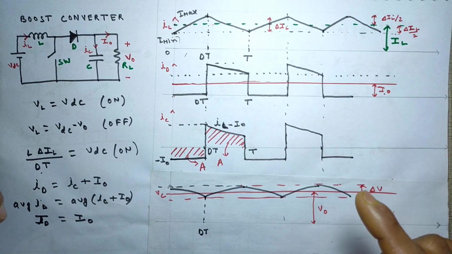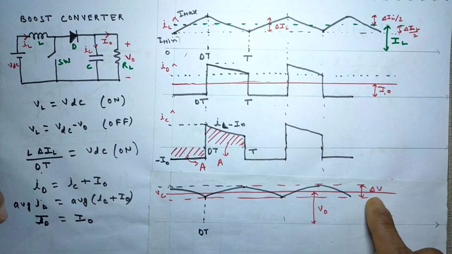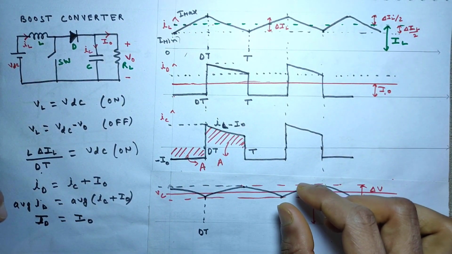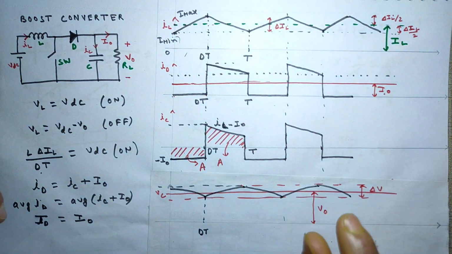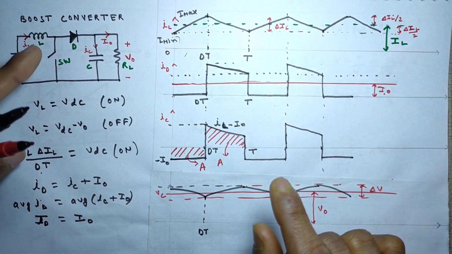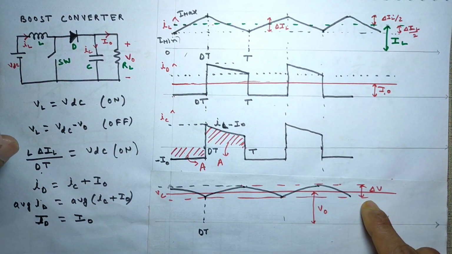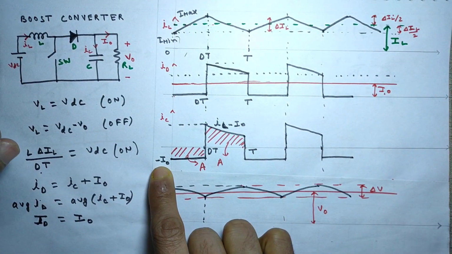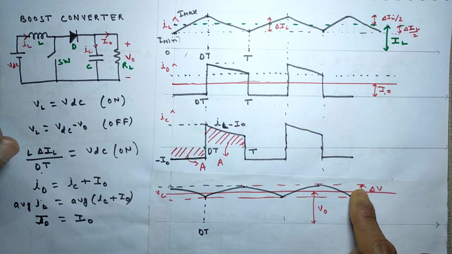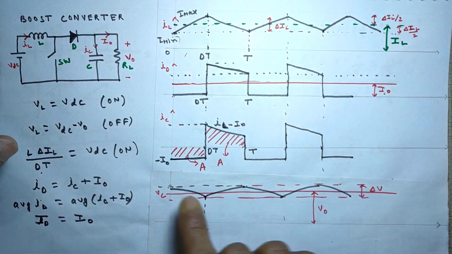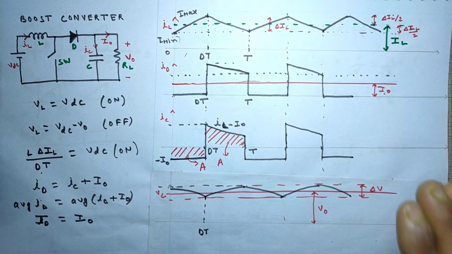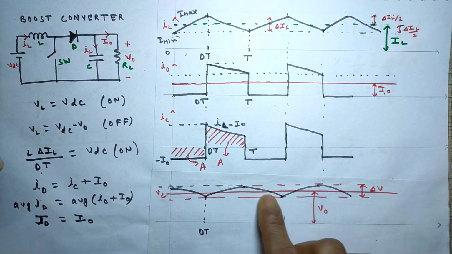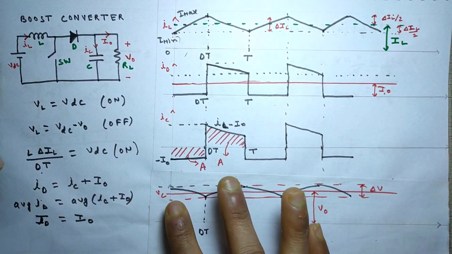Okay friends, so if C is large, this delta V, this ripple, will be small. Okay, and in I naught into D into T, if the duty ratio D of this boost converter is less, again delta V will be less. Similarly, if output current is less, the ripple in the voltage will be less. Okay friends, if frequency is high, then ripple will be less. So to reduce ripple, these are the things. Okay friends, so we will get Vc like that.